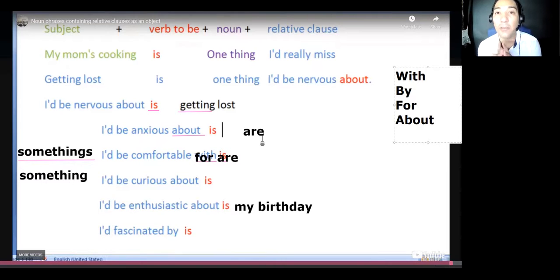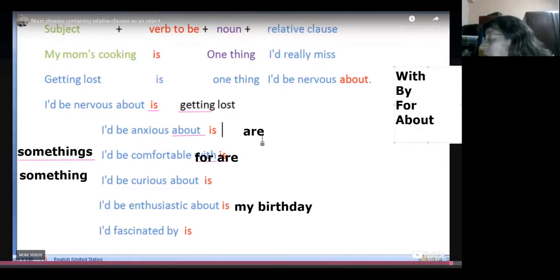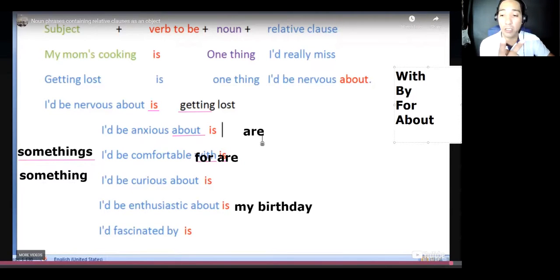Some things, sin el apóstrofe, some things I'd be fascinating about. Faltó el verbo to be. Okay. Some things I'd be fascinating about are working in the airport and watching the airplanes. Así sería. Repito, Beatriz. Ahí sería con ED. Some things I'll be fascinated about are working in the airport and watching the airplanes.